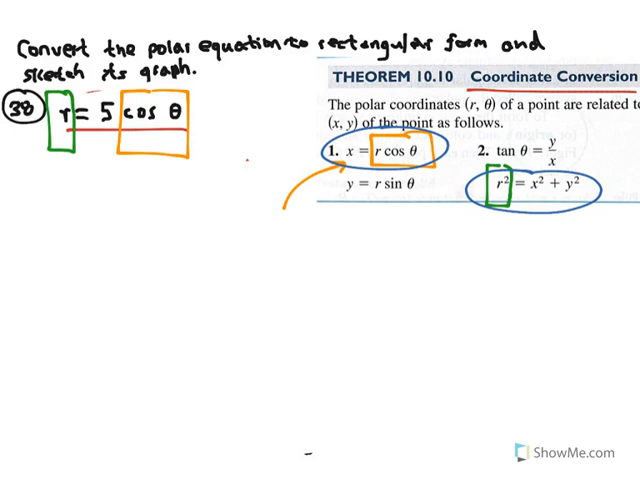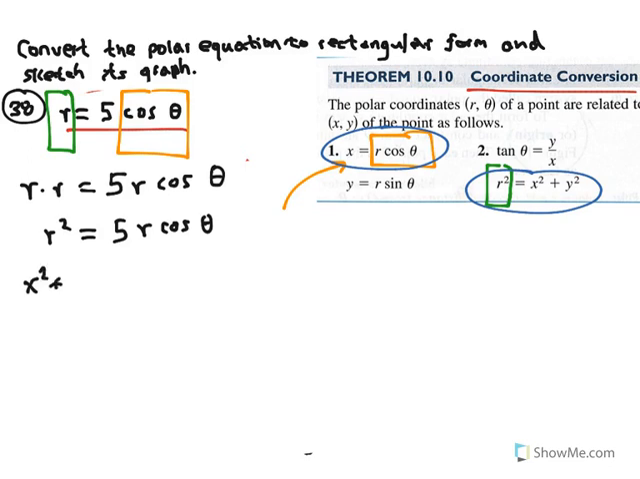So we will multiply both sides of our polar equation by r. And because we're multiplying both sides of the polar equation by the same quantity, we maintain equality. So we have the following. On the left side we now have r squared, and on the right side we have 5 times r cosine theta. And we can replace r squared with x squared plus y squared, and we can replace r cosine theta with x. So we have 5 times x. So now we have our rectangular equation.